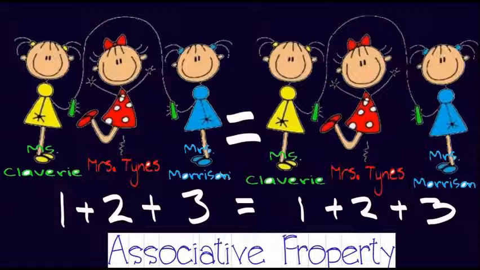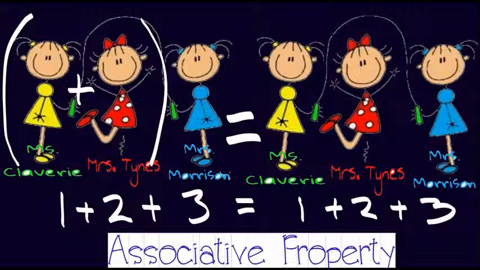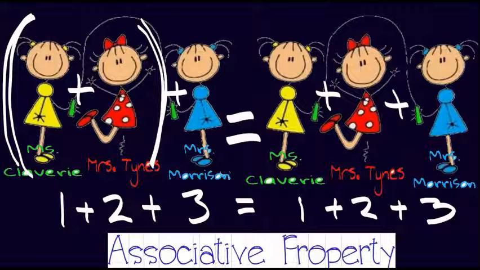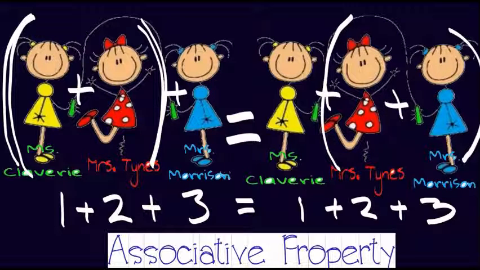Here we have the Happy ELA group. We have Miss Clavery, Miss Tynes, and Miss Morrison. And it really doesn't matter how you group them up, as long as the signs are the same, they're going to get the job done. So if we're adding them, we can add Miss Clavery and Miss Tynes and then Miss Morrison, or we can add Miss Clavery and then Miss Tynes and Miss Morrison. The job is going to get done either way.